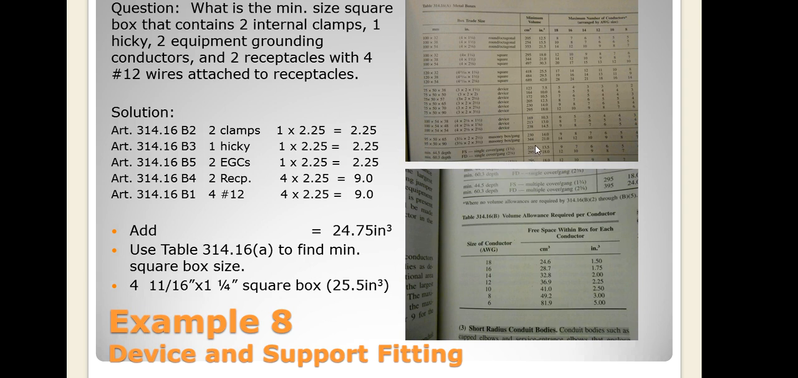You're looking for the minimum size square box, which is the 4 11/16 by 1 1/4 square box, which is a 5S box basically, and that gives you 25 1/2. You have enough space for them in that box, which is right here. There's 25.5, and your items in the box add to 24 3/4. You got it made. You can continue to move on with your calculation and have enough space for your items in the box. So that's box fill calculations.